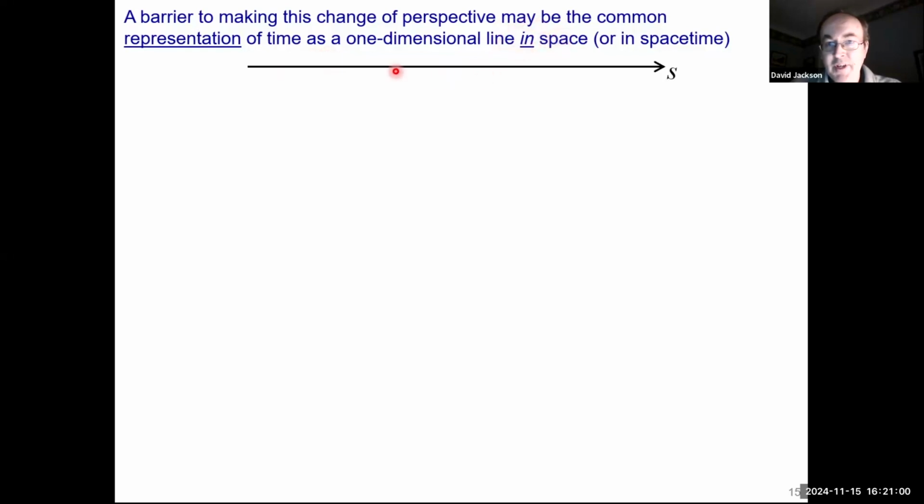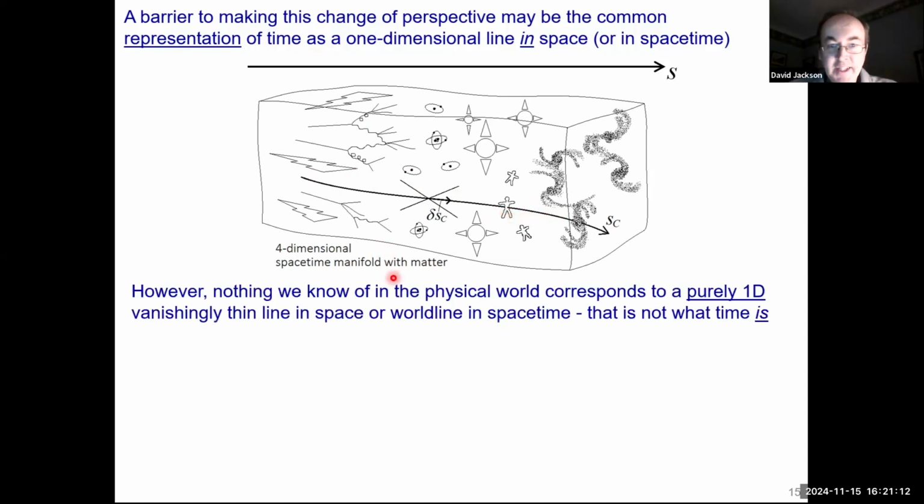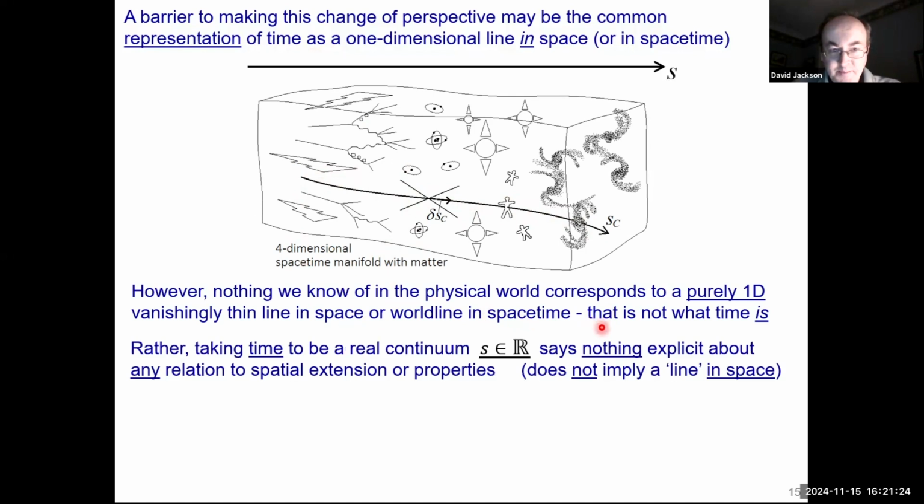So we often draw a line as either a space or as a world line in space-time. And this gives us an impression of time just being this infinitely thin, structureless thread, if you like. But I would say that there's nothing actually in the world that corresponds to this image of time. This is just our convenient representation of a time parameter. But it's not really what time is in any way.